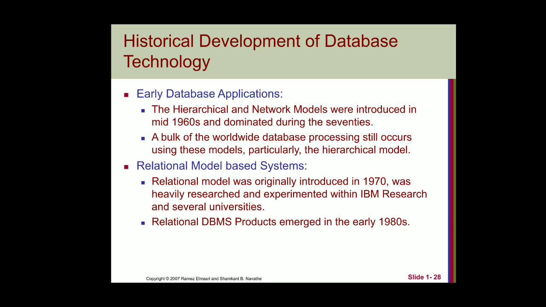The next kind of model is the relational model, and it was originally introduced in the year 1970 and was heavily researched and experimented with in IBM research and several universities. Relational DBMS products emerged in the early 1980s. Even in the current scenario we are making use of the relational model, even though many other models have come after it, but due to its simplicity and ease of work, many databases still use the relational model.